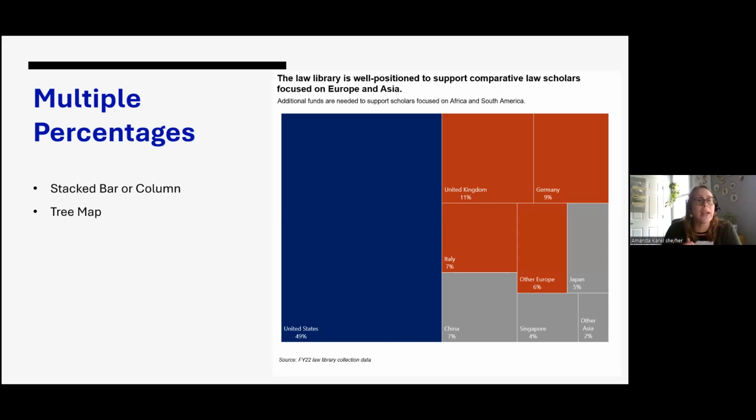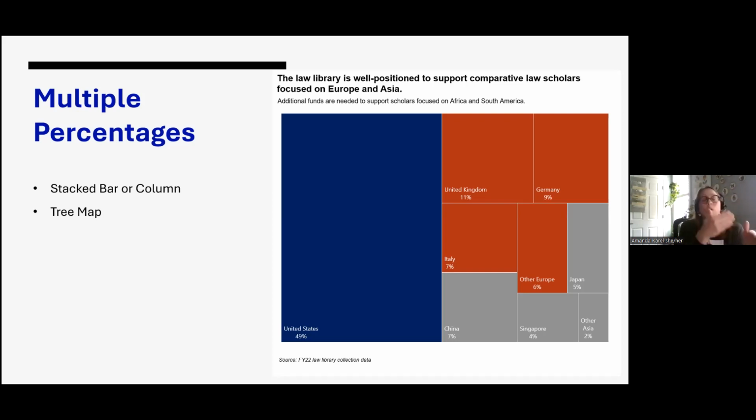Another really great thing to use when you're working with multiple percentages, particularly budget data, is a tree map. Tree maps change the smaller boxes proportionately based on size. So if we were to get out our calculators and rulers and measure the size of the area of the box of the United States, it would be 49% of this entire box.